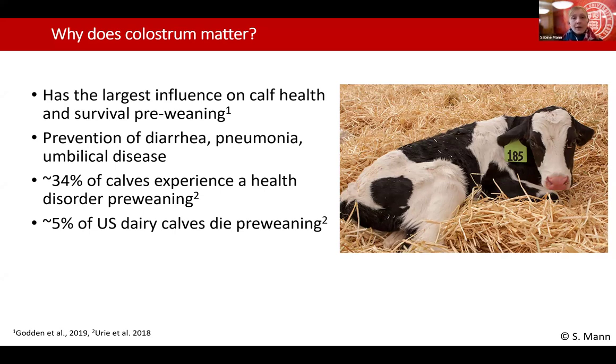As far as diseases go, we know that colostrum has an important part to play in preventing disease in calves, specifically pre-weaning diseases. And the three most common diseases during this time are diarrhea, pneumonia, and umbilical disease or navel ill. We also know that we still have about a third of our calves on farms experience one of those health events pre-weaning, and that we have about 5% mortality in calves in the pre-weaning period. So we still have room to improve health in these calves in the pre-weaning period. And colostrum is one of the most important strategies to do that.